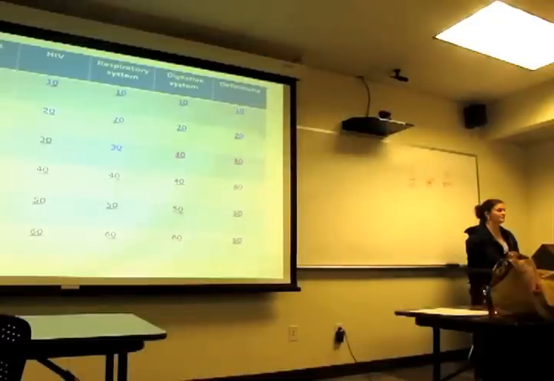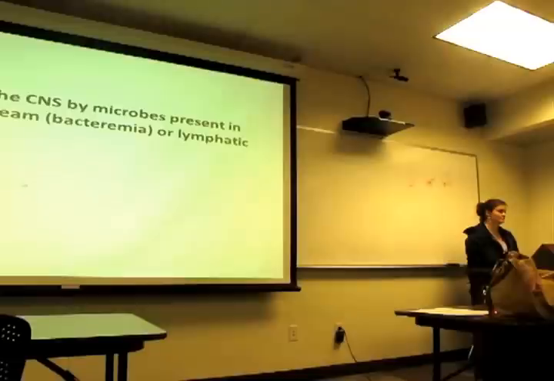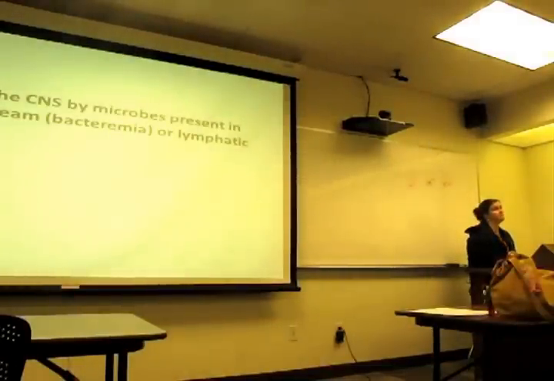How about 30 for the nervous system? What is the most common way for microorganisms to enter the CNS, the central nervous system? Trauma? Good job. Rabies. Yeah, rabies. How does rabies get into the system? Do you remember? We went through a whole slide on this.